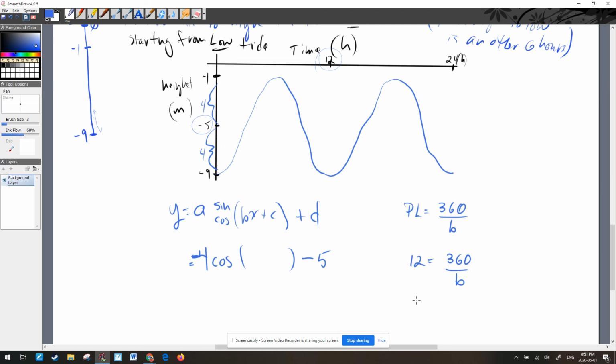I'm going to cross multiply, and we're going to get that 12b equals 360. Divide both sides by 12, and we're going to find that b is equal to 30. So I'm going to come back here and say, all right, that's going to be 30x, because I know there is no c, it starts at 0. So there is the equation. y equals -4 cosine of 30x minus 5.